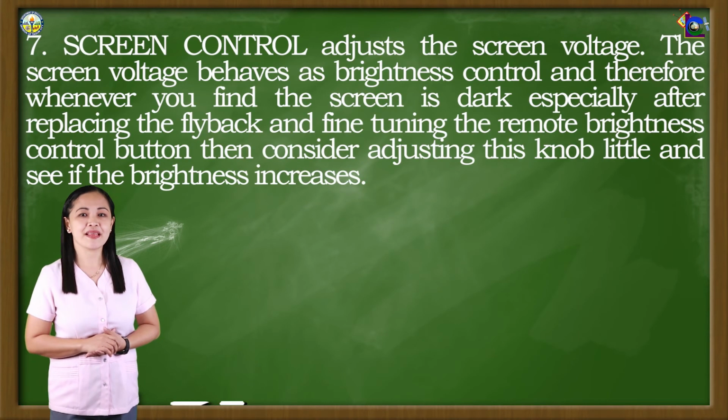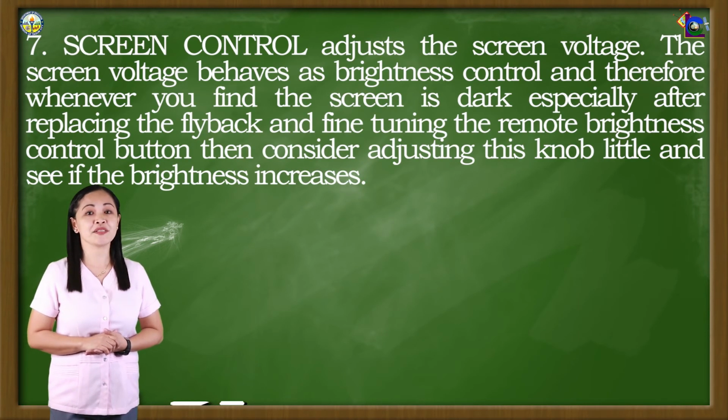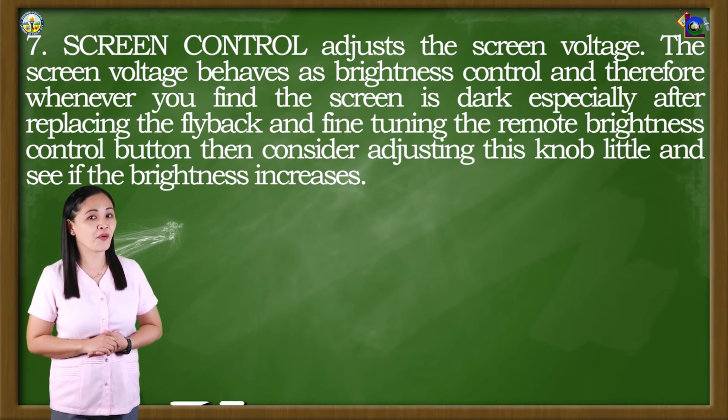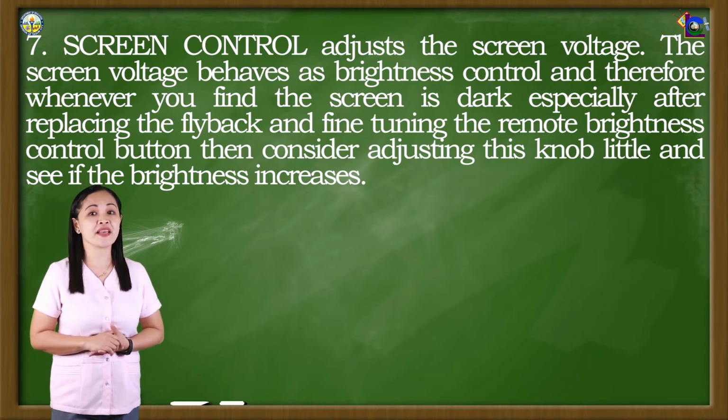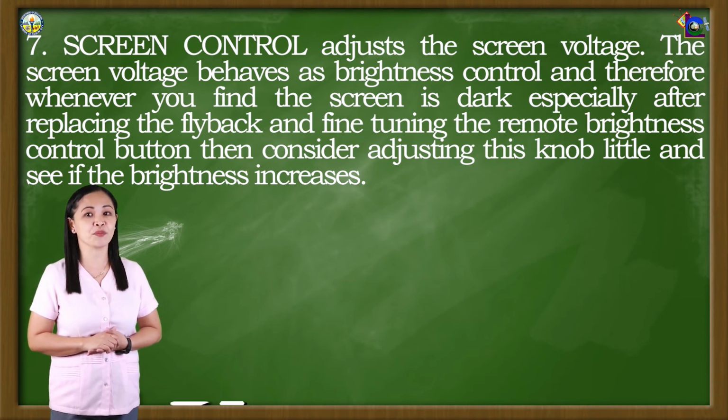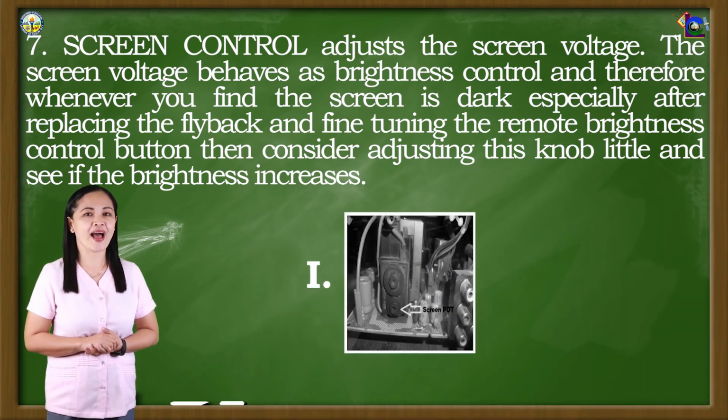Number 7. Screen control adjusts the screen voltage. The screen voltage behaves as a brightness control, and therefore, whenever you find the screen is dark, especially after replacing the flyback and fine-tuning the remote brightness control button, then consider adjusting this knob a little and see if the brightness increases. It is shown in letter I.